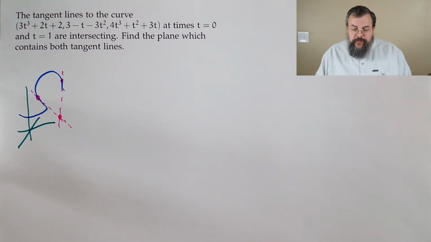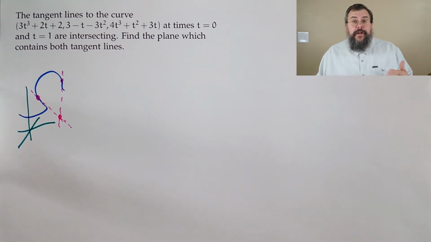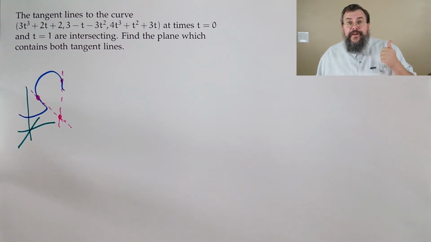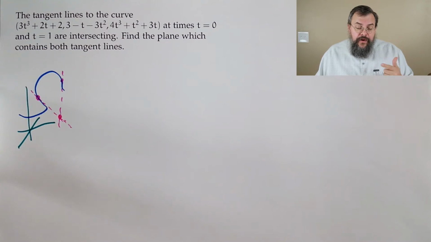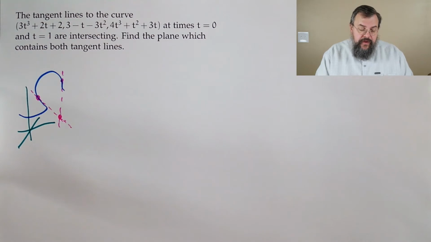So what do we need? Well, whenever we're looking for a plane, we need a point and the normal. So, how do we get the normal? Well, let's work up to that. The point, usually that's not the hard part. So let's start by thinking about the tangent lines. So, what do we have?